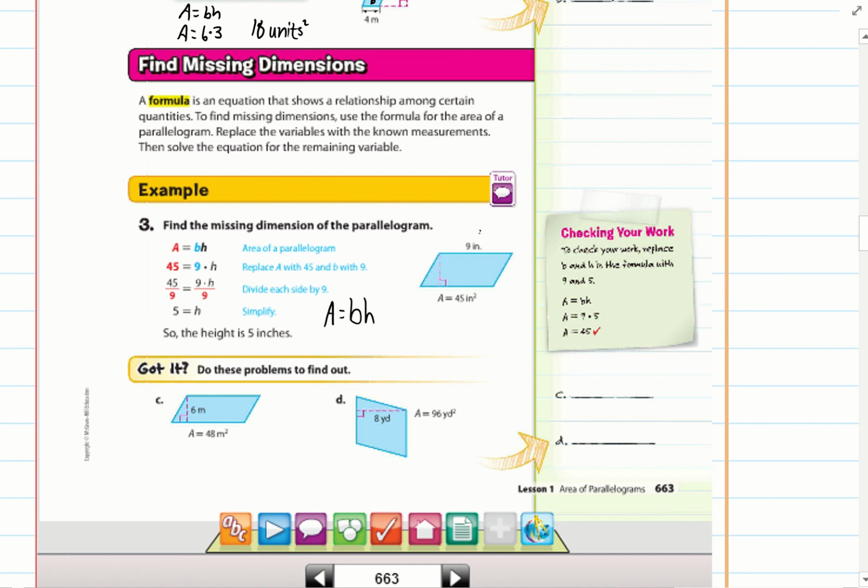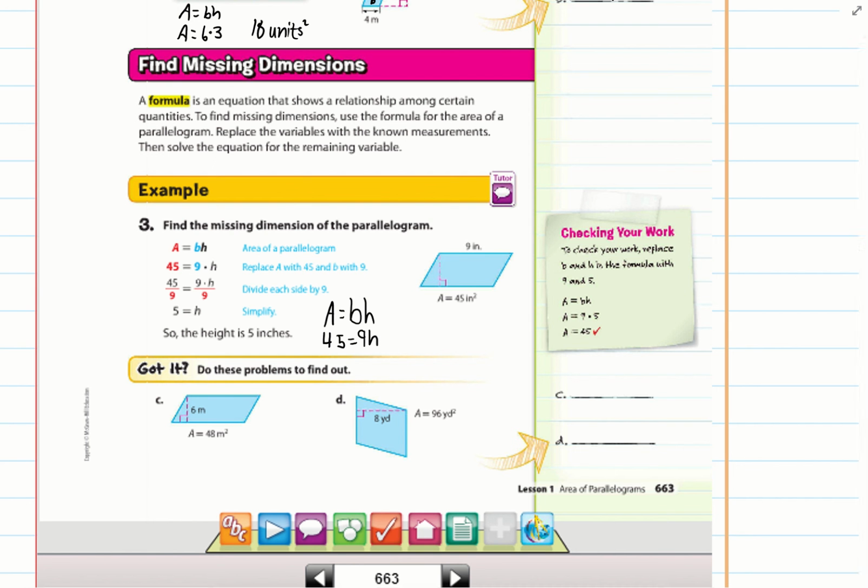So based on this image here on the right, it says area equals 45 inches squared. So in my area, I'm going to put 45. My base equals 9 inches. So under my B, I'm going to put 9. And my height, we don't know, so I'm going to put H.